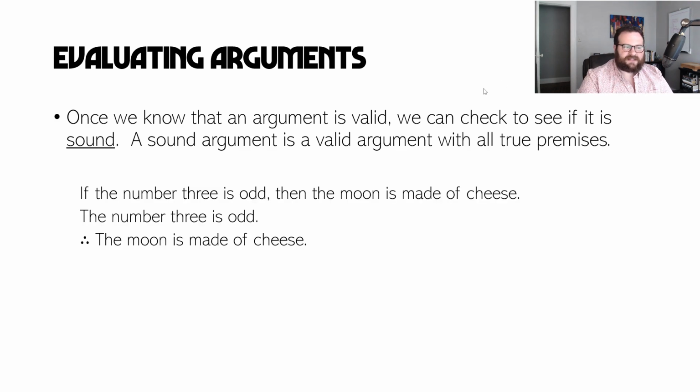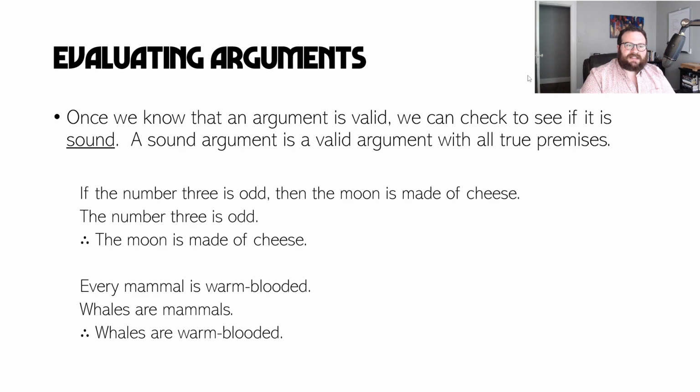So, let's look at the following argument we saw earlier. If the number 3 is odd, then the moon is made of cheese. The number 3 is odd, therefore, the moon is made of cheese. Earlier, we decided this was a valid argument. However, we can now see that it's clearly not sound. Why? Well, because premise 1 is false. There's no reason to think that the number 3's being odd has anything at all to do with planetary bodies being made of cheese, right? There's no reason to think that there's a relationship there at all. So this is an unsound argument, even though it is valid. Okay?